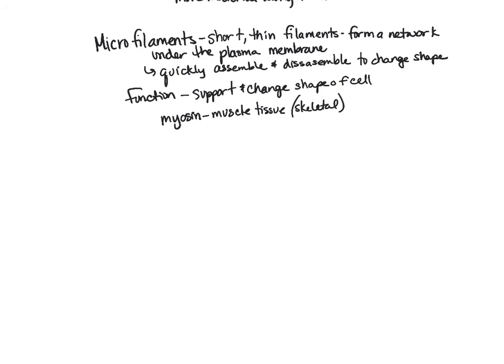When we think of our skeletal muscle, myosin is a motor protein. And this myosin is going to grab onto another protein called actin, and it's going to allow the contraction of the muscle. So it's making the size of the muscles change shape. It's going to shorten that muscle cell. So this is important in muscle contraction.